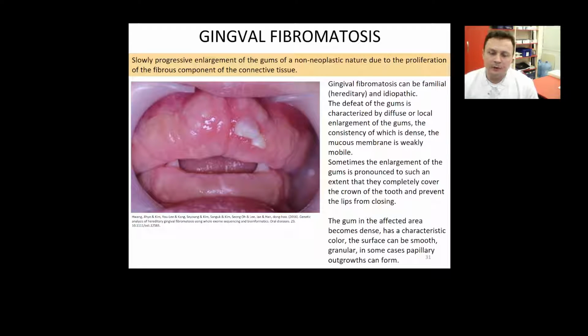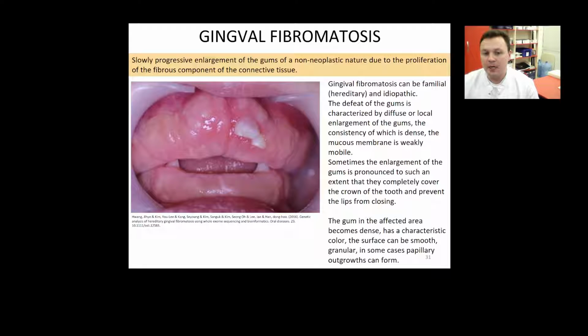Next one is gingival fibromatosis. It's a slowly progressive enlargement of the gums of non-neoplastic nature due to the proliferation of the fibrous component of the connective tissue. Gingival fibromatosis can be familial or hereditary, and idiopathic. The lesion of the gums is characterized by diffuse or local enlargement, the consistency of which is dense. The mucous membrane is weakly mobile.